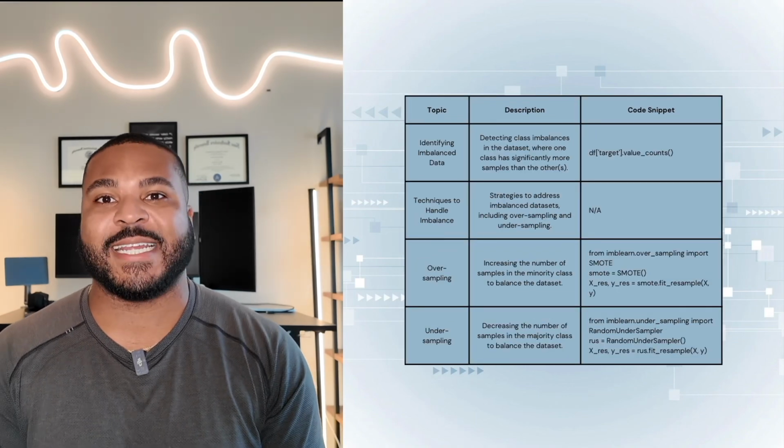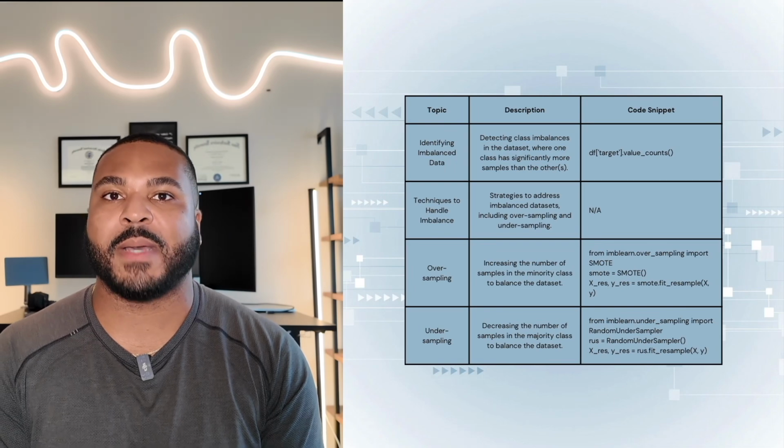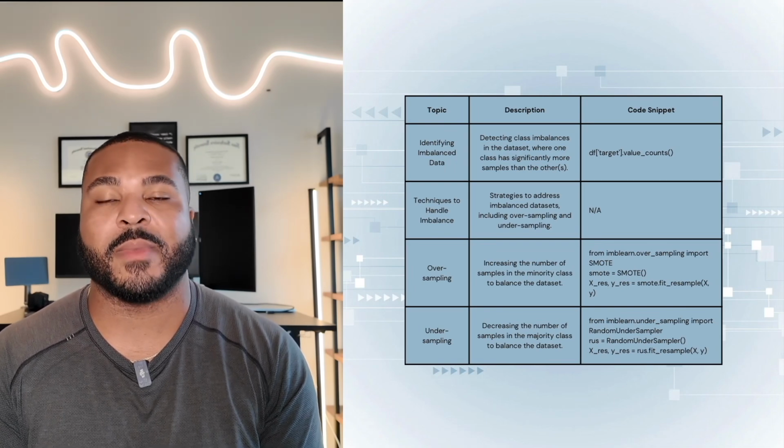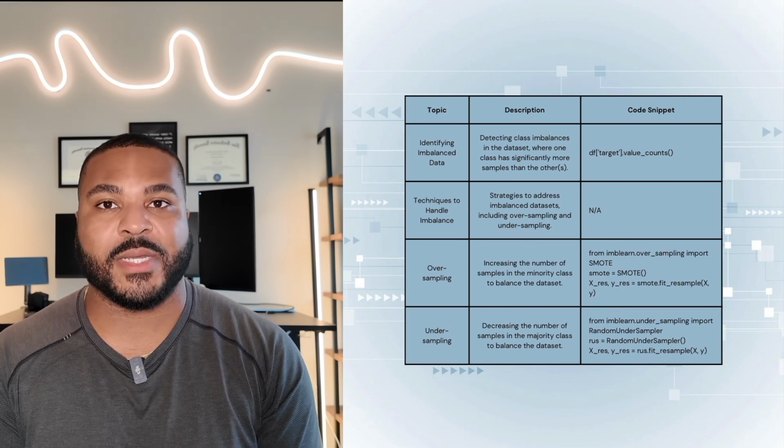In many real-world data sets, the classes are not evenly distributed. This class imbalance can lead to biased models that perform poorly on the minority class. So identifying imbalanced data is the first step in addressing this issue.